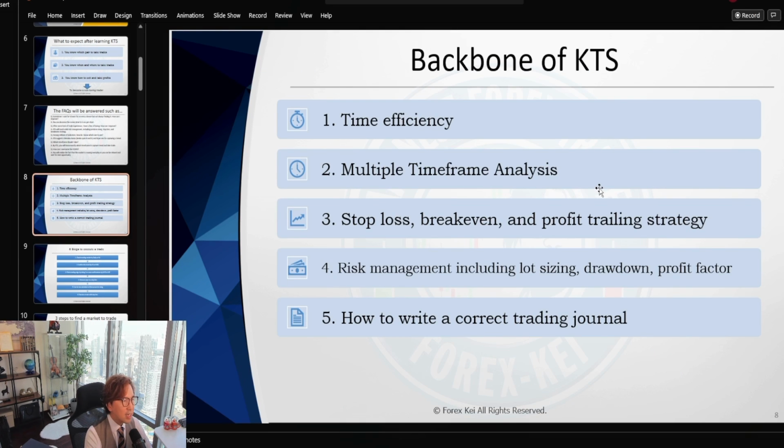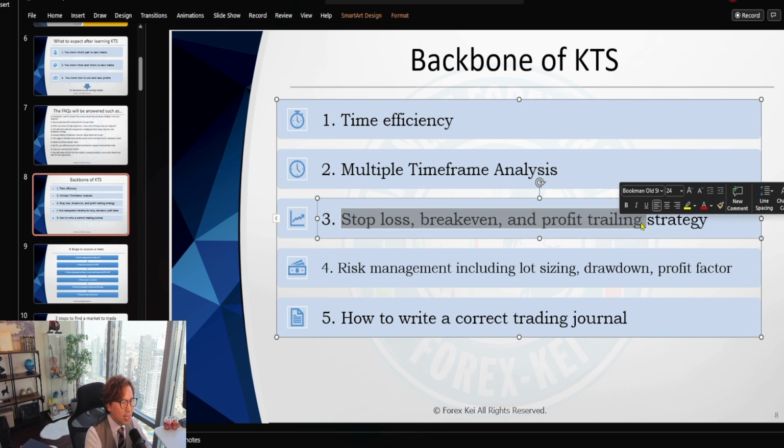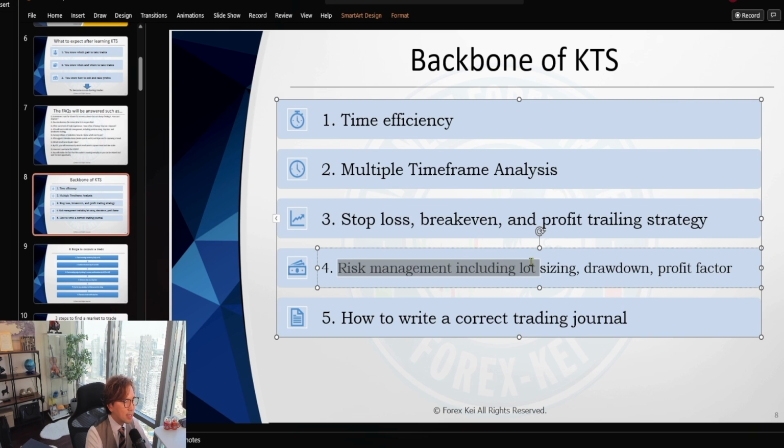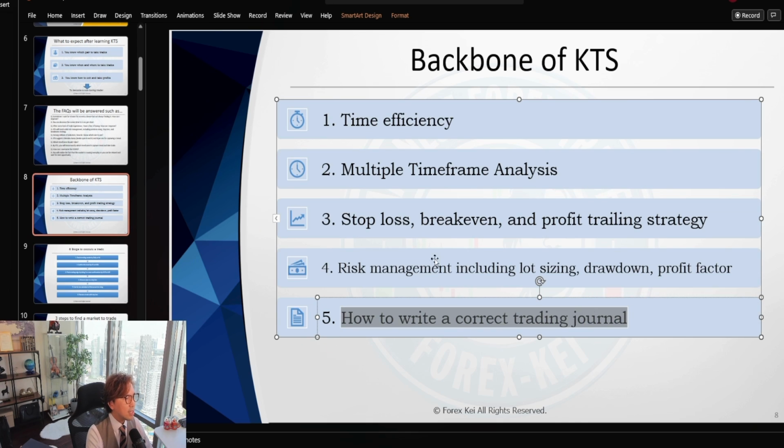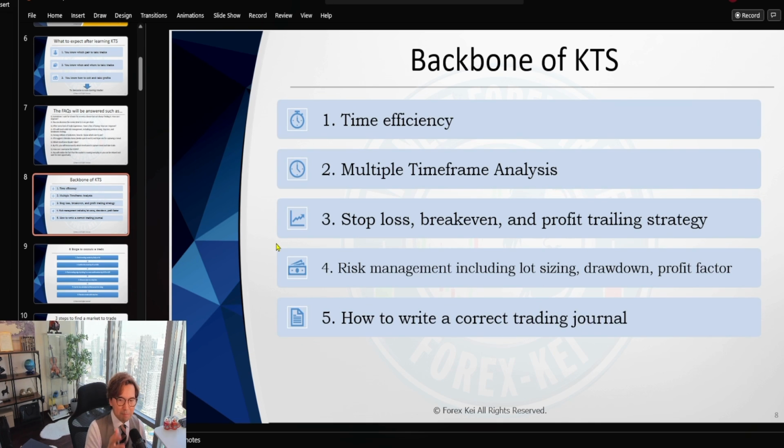So basically, the backbone of my strategy is time efficiency and multiple time frame analysis, stop loss, break even and profit trading strategy, and risk management, including lot size, drawdown, and profit factor, and how to write a correct trading journal. So these are all very important pillars of my strategy. KTS is K's Trading Strategy, and these are all important components of my strategy as a trend follower.